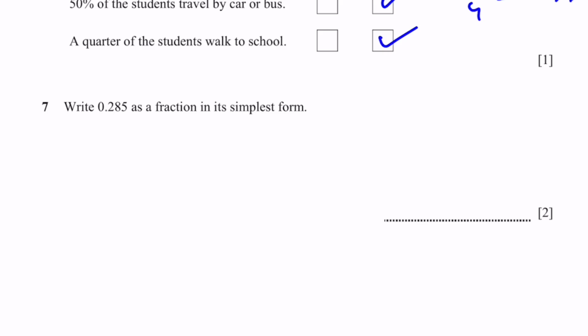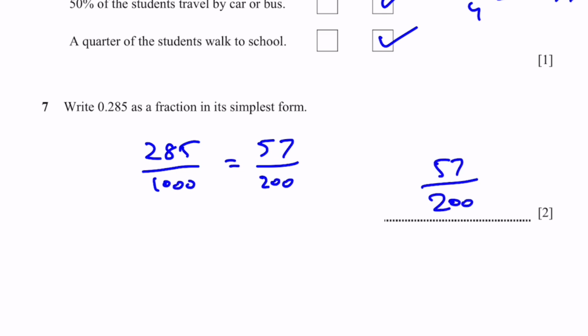Question 7. Write 0.285 as a fraction in simplest form. So we have 285 by 1,000. Quite straightforward. Now we can simplify that by 5. 57 by 200. I don't think there's any way else to simplify this, so that's the answer. So 57 by 200.